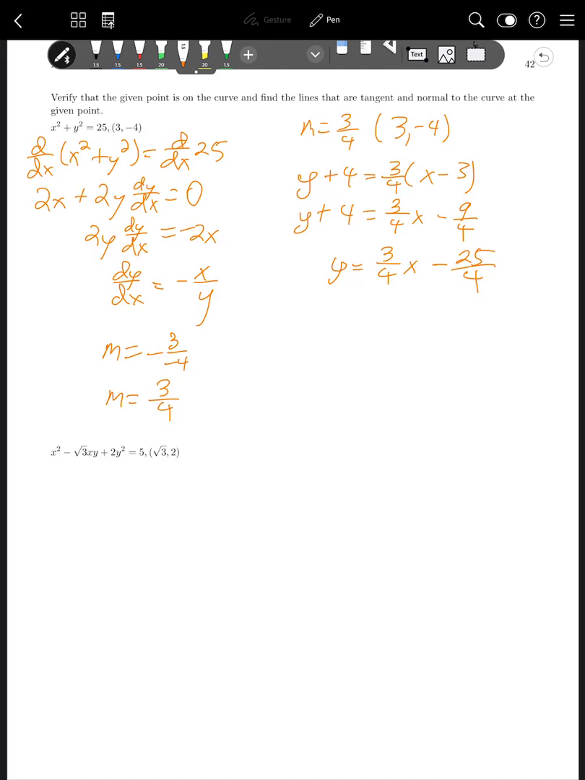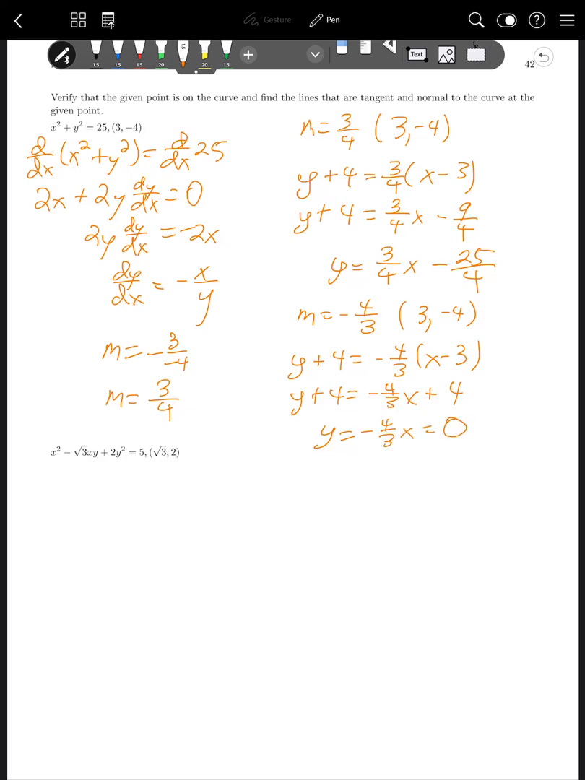Okay, and then the other one, to do the normal line, we take the opposite reciprocal of 3/4, which is negative 4/3, and we use the point (3, negative 4) still. So this will be y plus 4 equals negative 4/3 times (x minus 3). So that's y plus 4 equals negative 4/3 x plus 4. Subtract 4 from both sides, and you get negative 4/3 x equals 0.